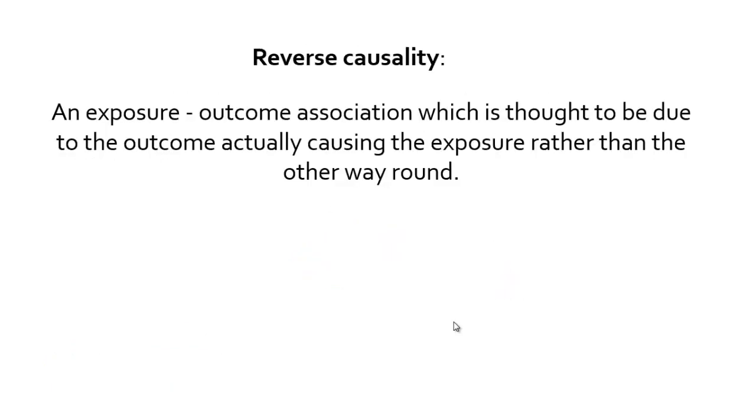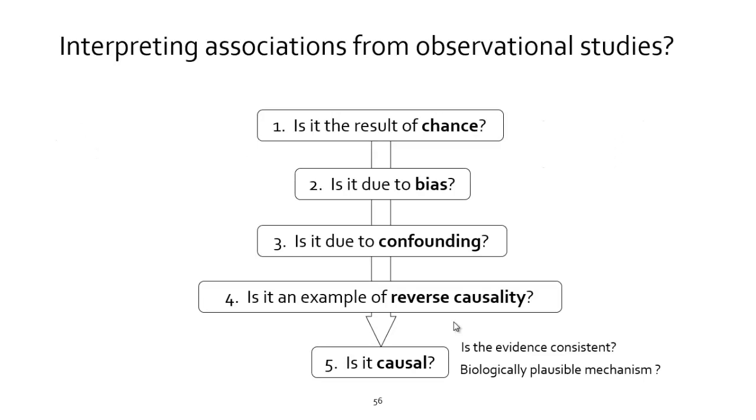And could the association be due to reverse causality? So when the exposure is collected after the outcome has occurred, as happens in a cross-sectional or case control study, then reverse causality might be an explanation for a finding. So lastly, as I've said, if the question is etiological and we've satisfied ourselves with 1, 2, 3 and 4, then we may then ask whether the relationship is causal or not. So hopefully this checklist can serve as a little guide when interpreting associations from observational studies.